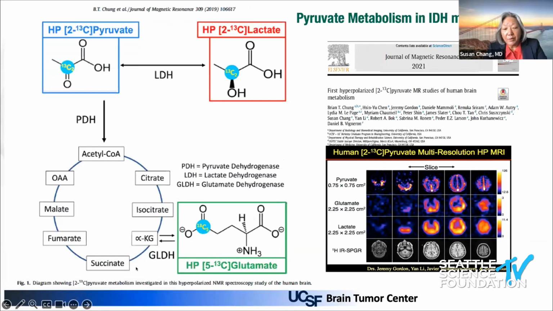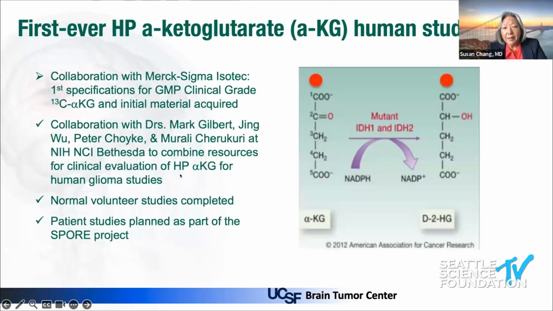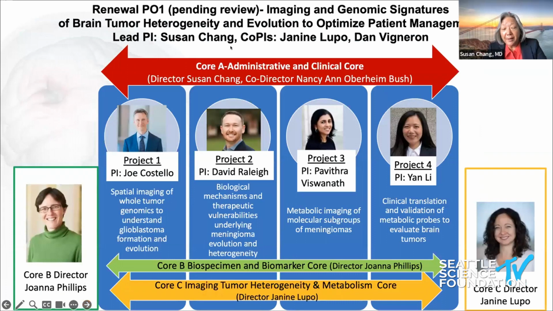So this is some of the work that we've already done looking at C2 pyruvate, but probably what everybody is more interested in is the alpha-ketoglutarate, which is the real upstream target of the IDH mutation. We have now worked with Merck Sigma Isotech to develop a GMP clinical grade alpha-ketoglutarate that's hyperpolarized. We've also worked with the NIH and NCI Bethesda to combine resources to evaluate this for human patients. We have volunteer studies being completed, and we will be doing patient studies as part of the SPORE project. We just put in our renewal for our PO1. We hope to get this funded.